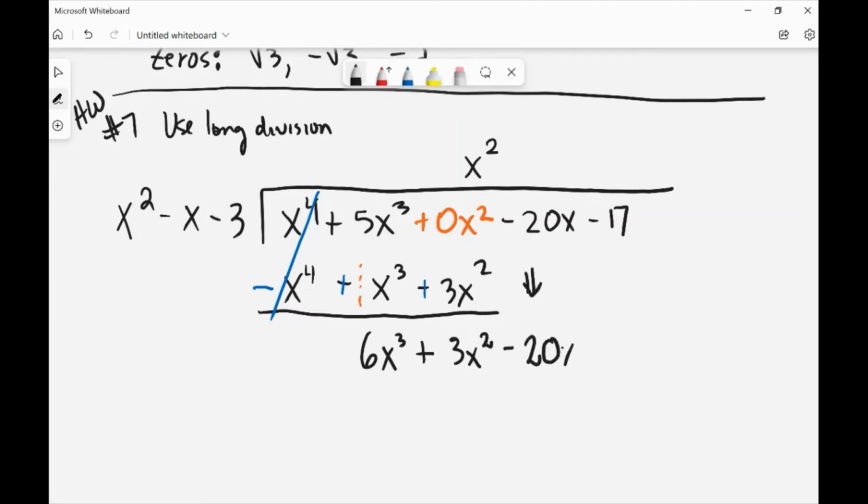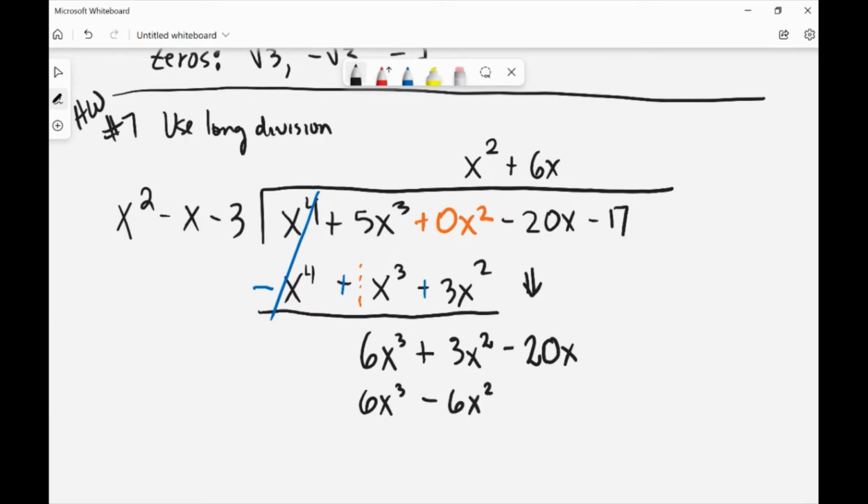I'm going to start back over. So we're going to look at x squared and we're going to look at 6x cubed. What times x squared will give us 6x cubed? 6x. Yep, sounds good. 6x times all of this is what? 6x cubed, minus 6x squared, minus 18x.